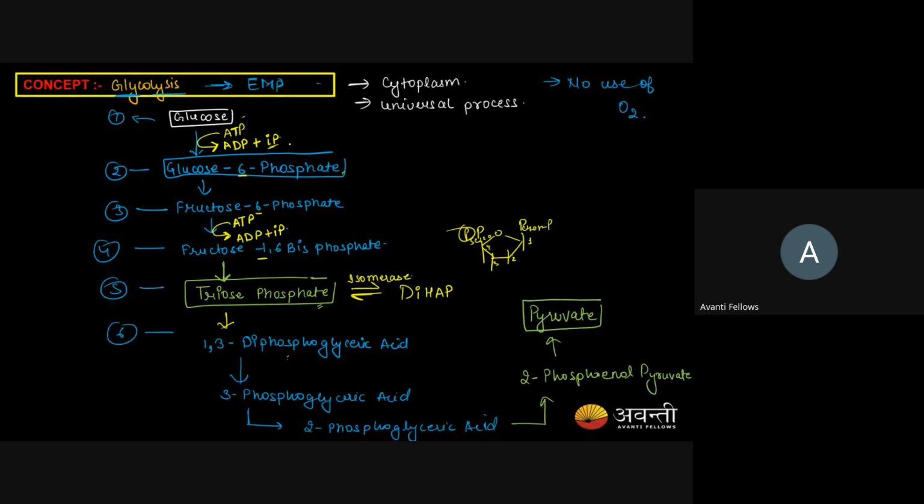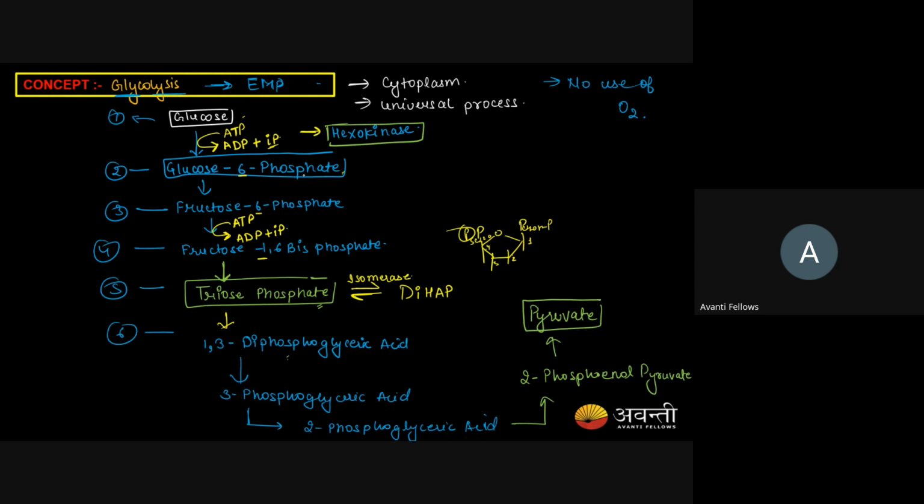And in this step, we will use an enzyme. The name of the enzyme is hexokinase. This is a very important process. Very important. In NEET, this question has been asked many times. Which enzyme? Hexokinase. Hexokinase will convert glucose into glucose 6-phosphate.